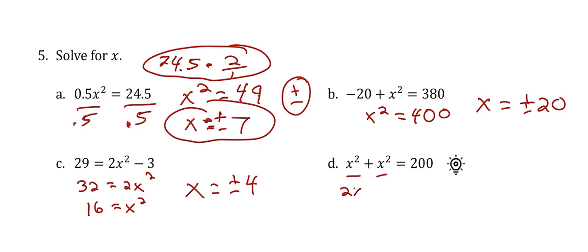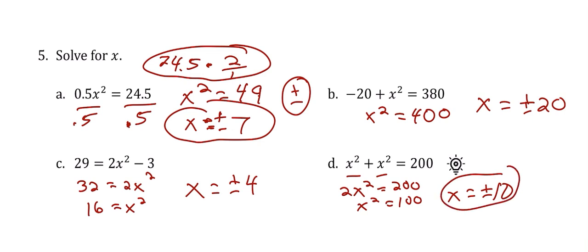So this time, when you combine these two together, you actually have 2x squared equals 200. Divide both sides by 2, so you get x squared equals 100. And just like that, we take the square root of both sides, or we think about what multiplied by itself gives us 100, and we get both a positive and a negative 10.